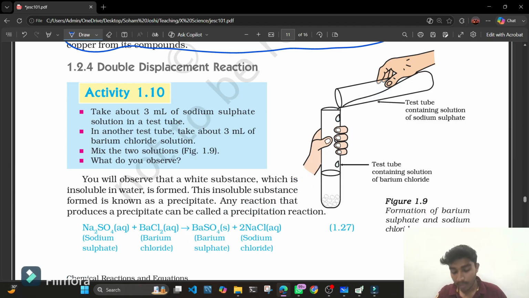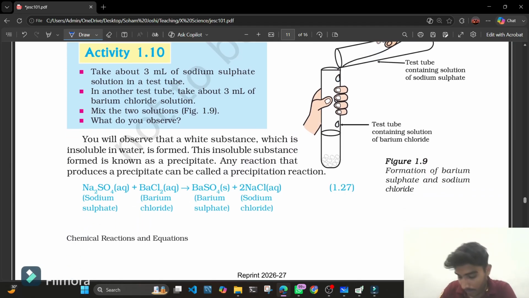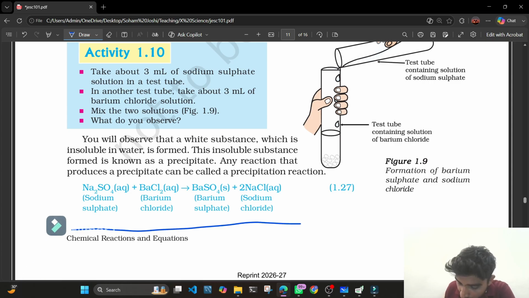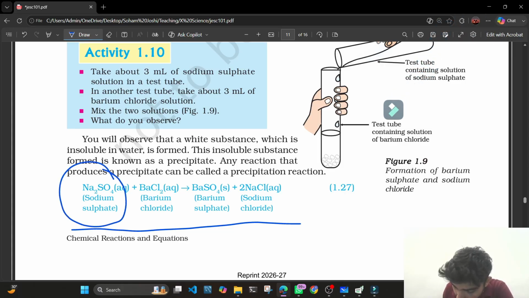ठीक है. Next we have double displacement reaction. In double displacement reaction, exchange of ions takes place. So basically, when we react sodium sulfate solution with barium chloride, we get barium sulfate plus sodium chloride. You may notice that पहले यहाँ पे सल्फेट के सोल्यूशन में सोडियम था, अभी प्रोडक्ट में सल्फेट के साथ बेरियम आ चुका है. यहाँ पे क्लोराइड के साथ बेरियम था और यहाँ पे सोडियम आ चुका है.